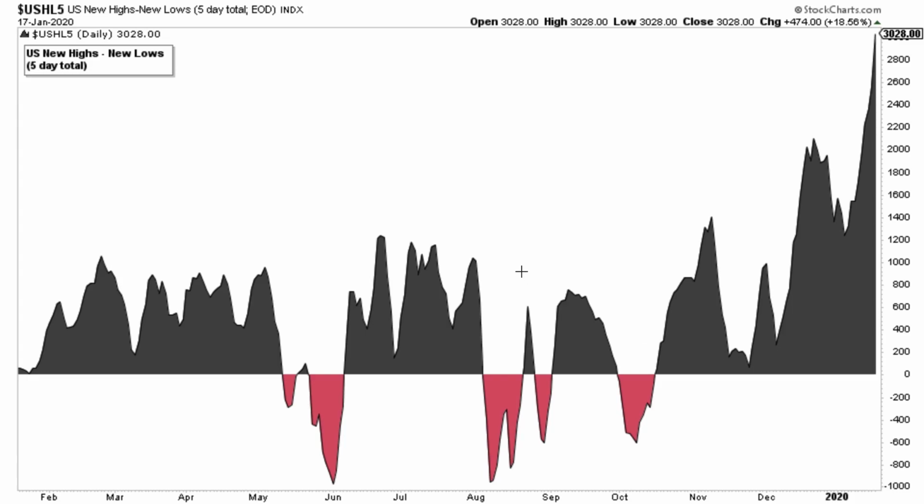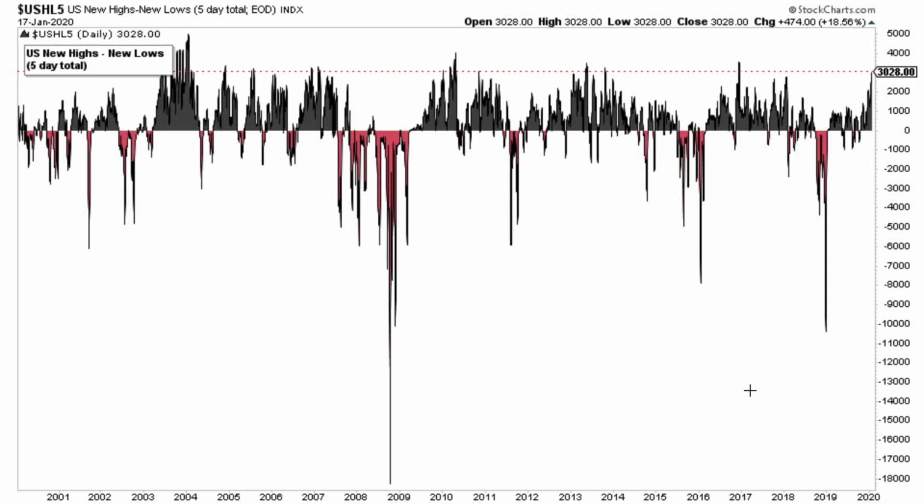Right, this is the one I was talking about. I'm going to show a long-term chart of this as well. As you can see, we're running very hot with new highs currently. This is the 5-day total, which smooths out the result a bit. This is a 20-year version of the same chart. I've added the red line of where we are currently.